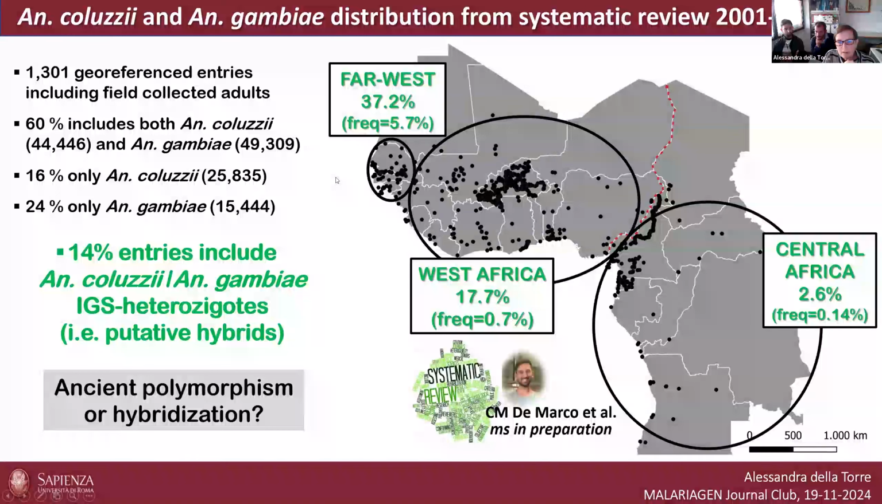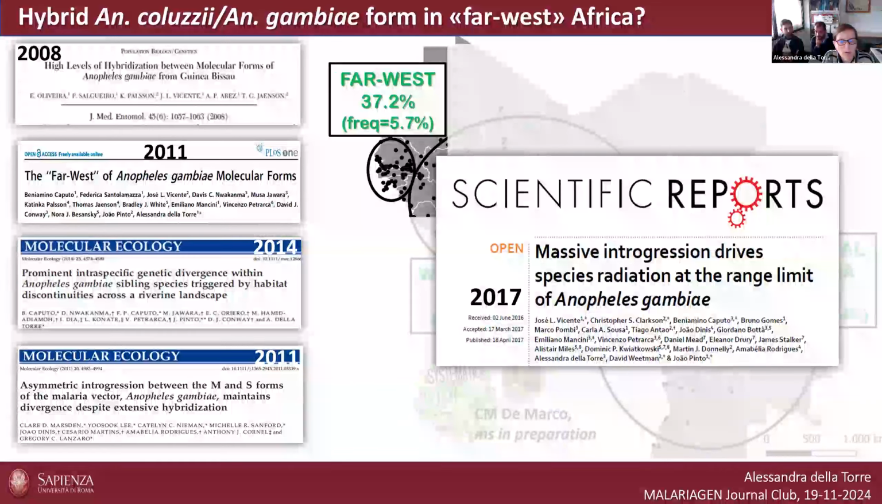And so the question, as this evidence accumulated over time, was whether this high frequency of hybrids in the Far West region would be attributed to a higher rate of hybridization between the two species in this specific region, or to ancient polymorphisms. And here you can see there was a lot of interest in this subject, by our group but also other groups, following the first reports of high frequency. When I say high, we have, for instance, in Guinea-Bissau, up to 20% of hybrid genotypes.